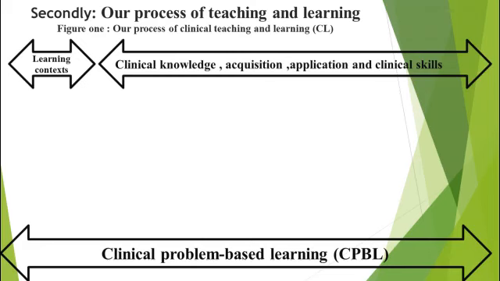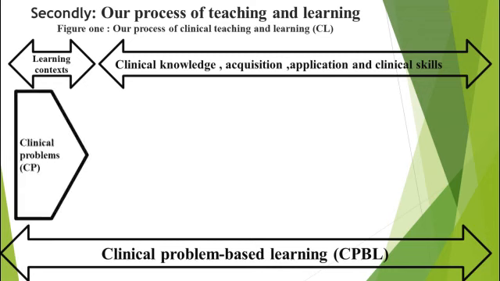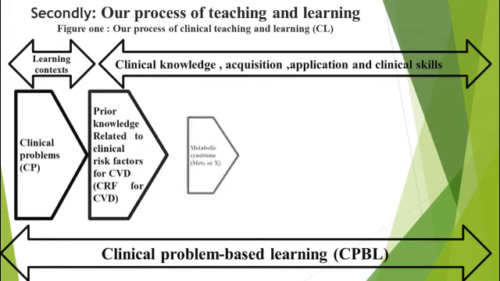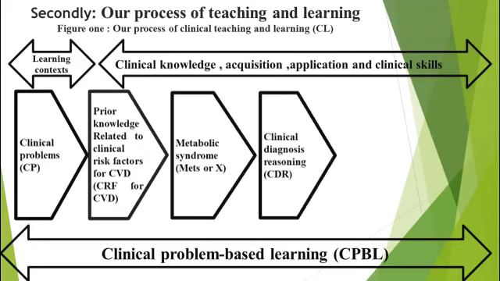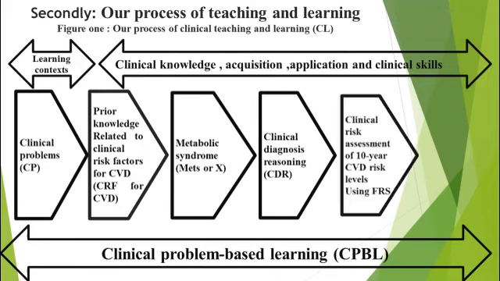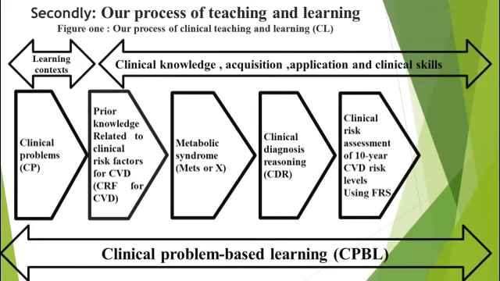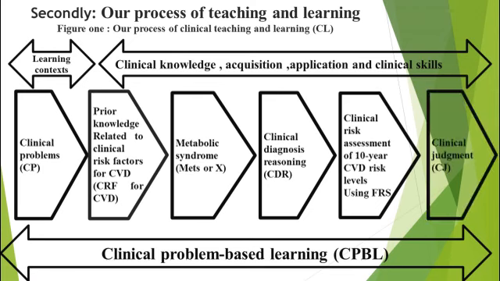It consists of three broad categories as follows. First category, related to clinical learning context and objectives. Second category, related to testing of clinical prior and new knowledge and clinical skills. And finally, last category, related to outcomes of learning, including clinical judgment and clinical decision making.